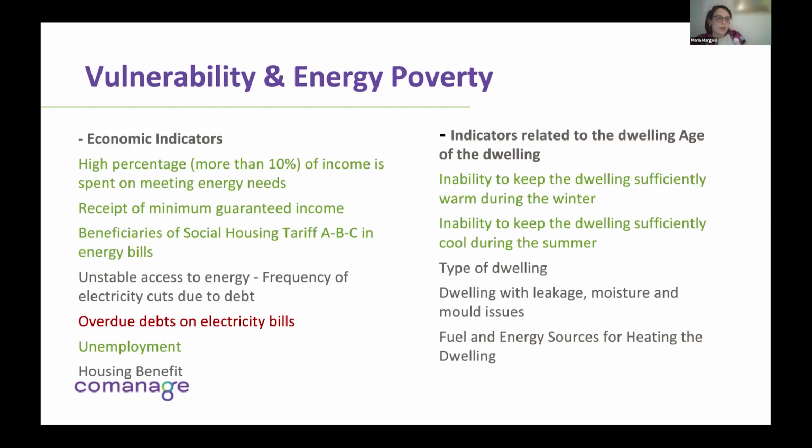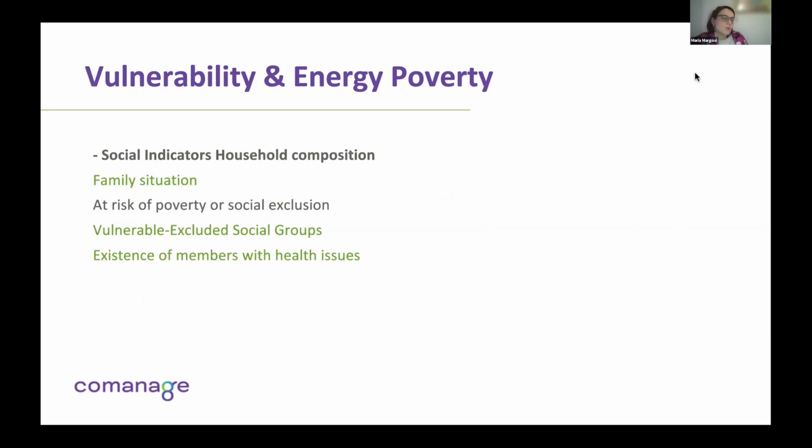a bit contradictory. On the one hand, the legislation is clear, and we have to include households with energy poverty in our energy sharing projects. But on the other side, providers didn't accept households that had debts in their companies. Also, on the other slide, finally, we have some social indicators that we tried to apply when we tried to select these vulnerable households.